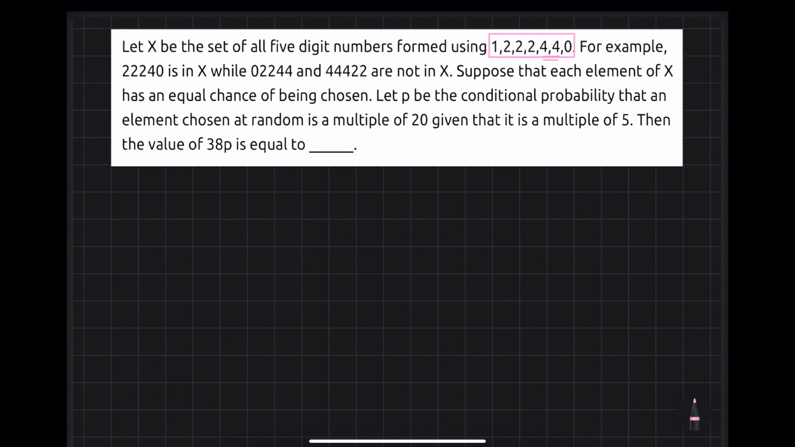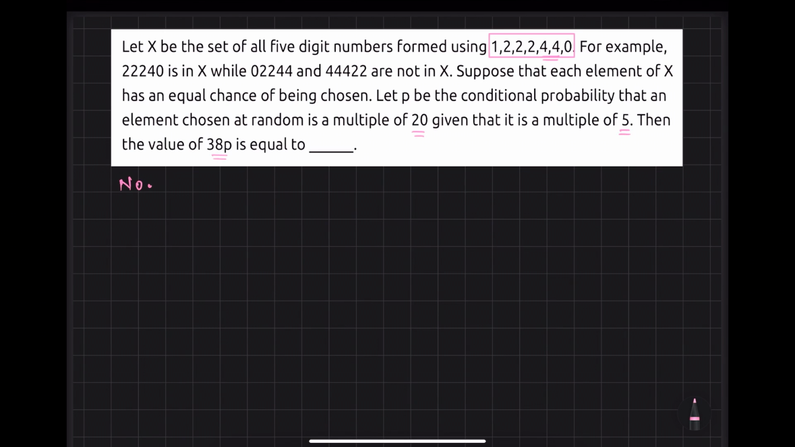Let P be the conditional probability that an element chosen at random is a multiple of 20, given that it is a multiple of 5. So you have to find the conditional probability of a number being divisible by 20, given that it is a multiple of 5, and then find 38 times P. I hope the question is clear. Now first find out the condition. The given condition is multiple of 5.